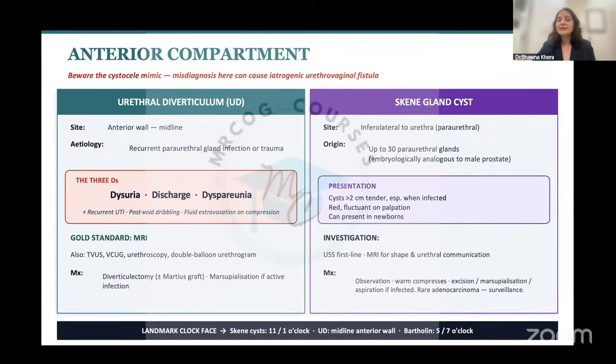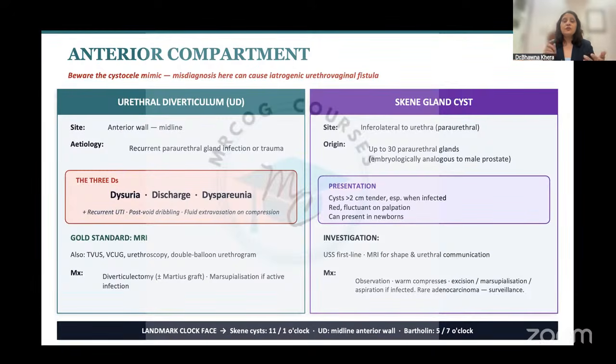Coming to Skene's gland cyst, it is paraurethral but slightly lateral. The urethral diverticulum is midline, but this is slightly lateral, so inferolateral. Up to 30 paraurethral glands are there. What is the presentation? It can be greater than 2 centimeters, tender, especially when infected, red, fluctuant on palpation, and can present in newborns. MRI is for shape and urethral communication. Ultrasound is first line, but MRI is for the final confirmation.